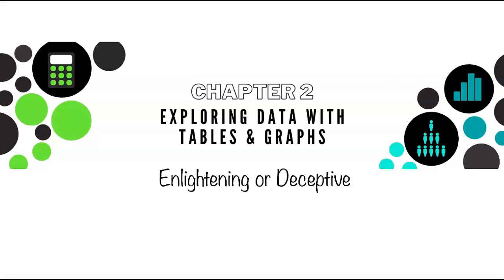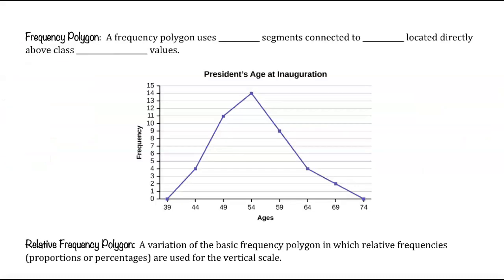In this lesson, we're going to look at some different types of tables and graphs, some of which will tell us some very meaningful information about the data, while others will tend to be more misleading. We'll begin with what's called a frequency polygon.